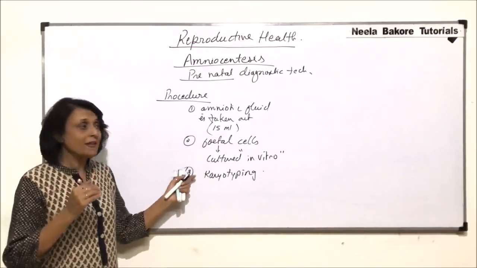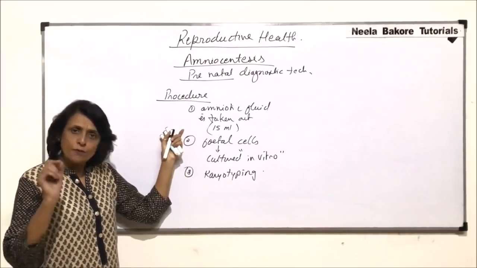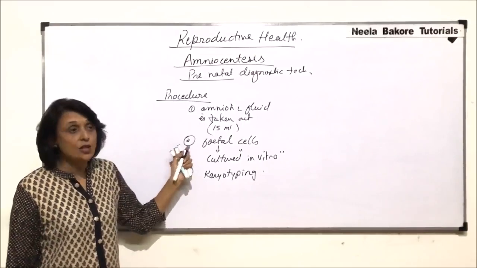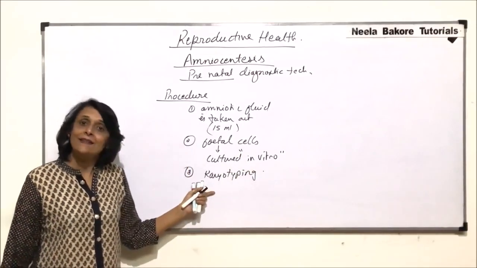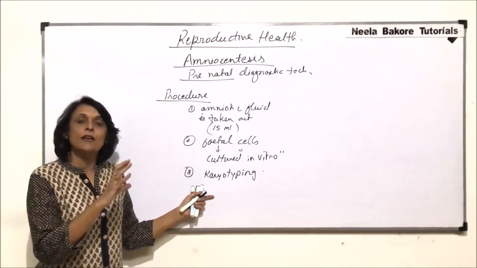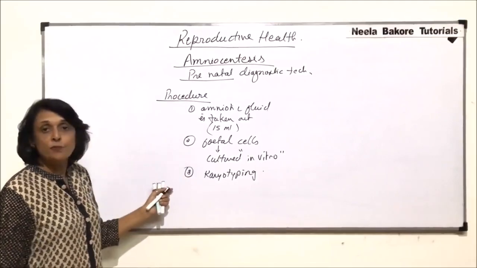So the steps are: amniotic fluid is taken out under observation, a very small quantity. Amniotic fluid has fetal cells, they are cultured in vitro, and then they are karyotyped. After karyotyping, when we see that picture, we are able to detect many different defects. So this is the procedure.